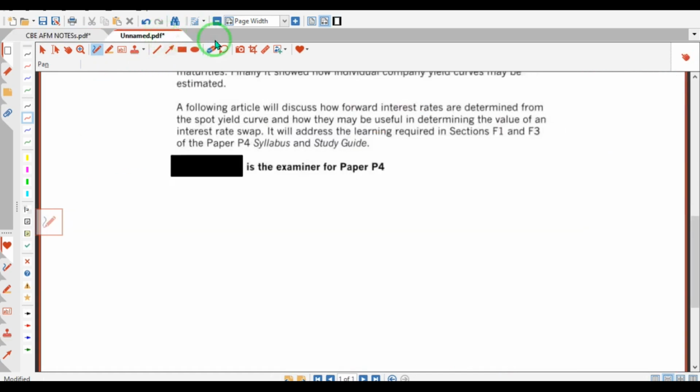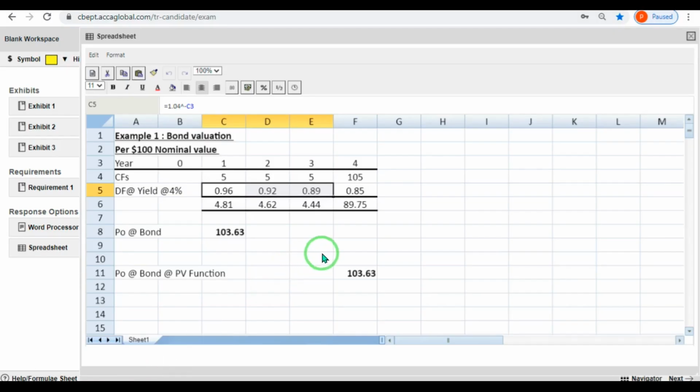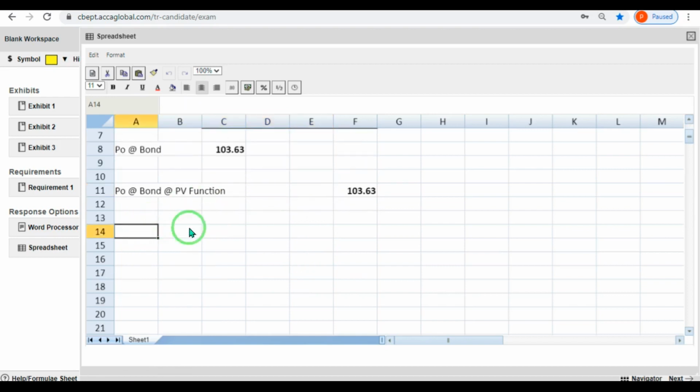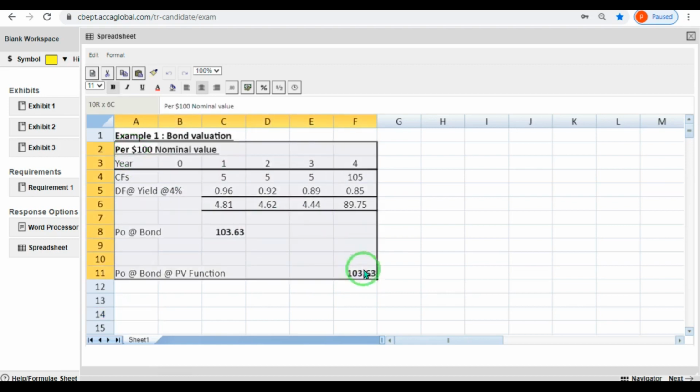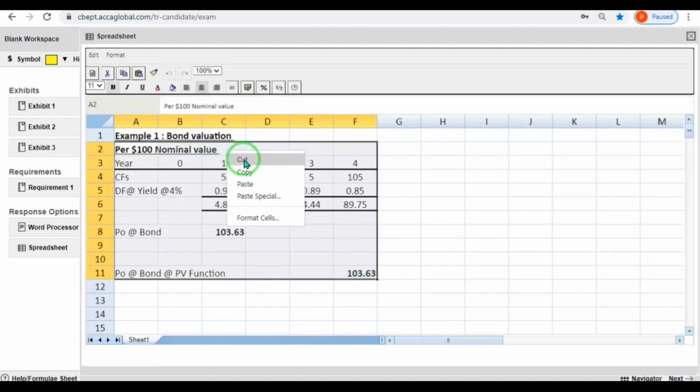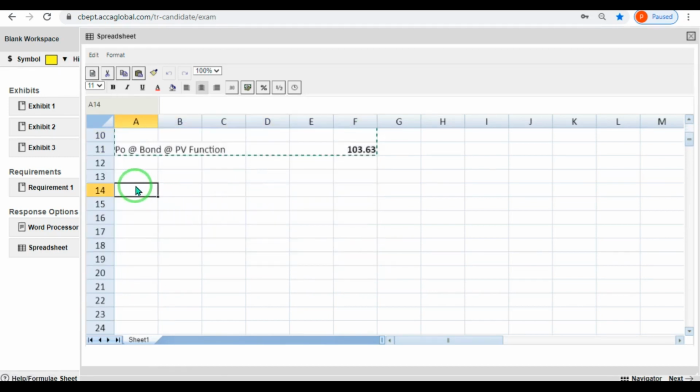So this is what you got here. Sorry, this is your examiner's name. All right, so here we're going to do the same valuation. What we're going to do is copy this and paste it here.